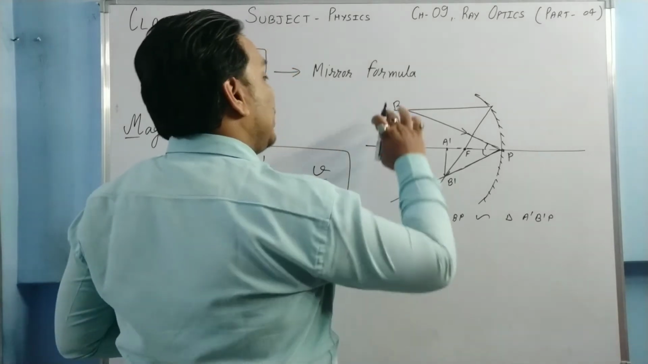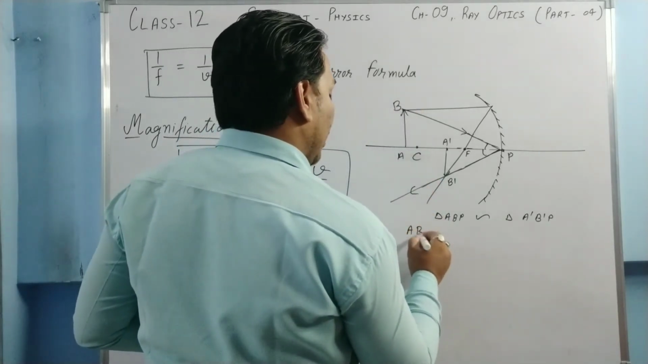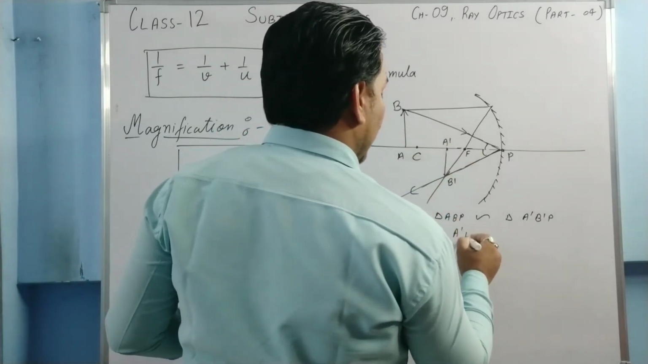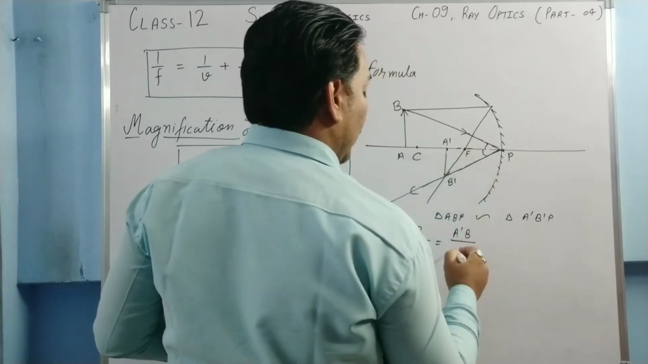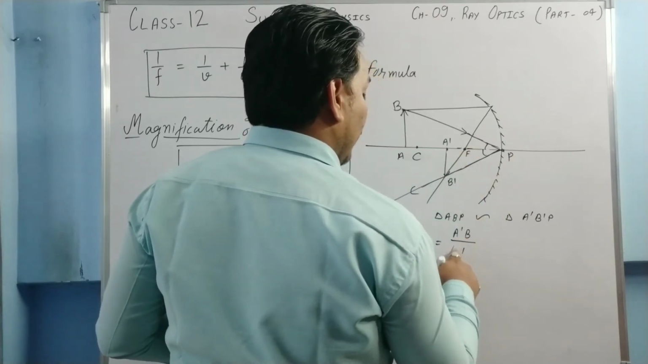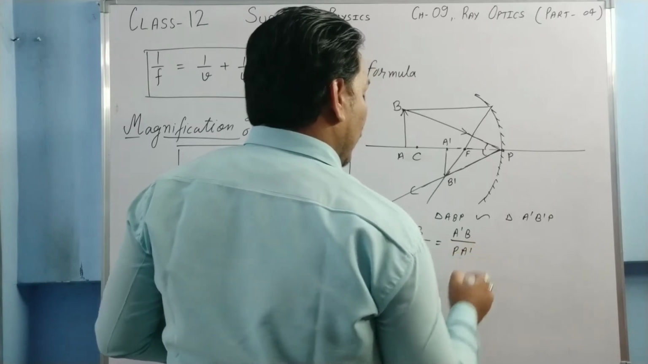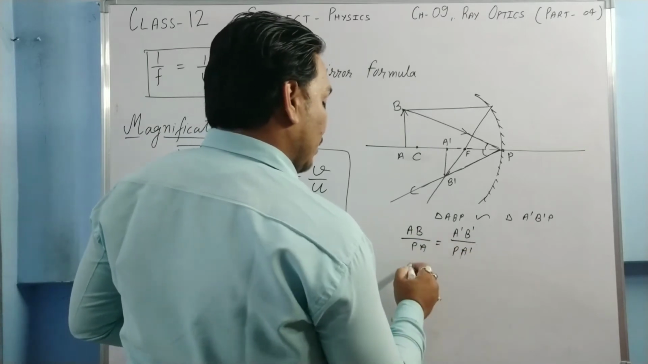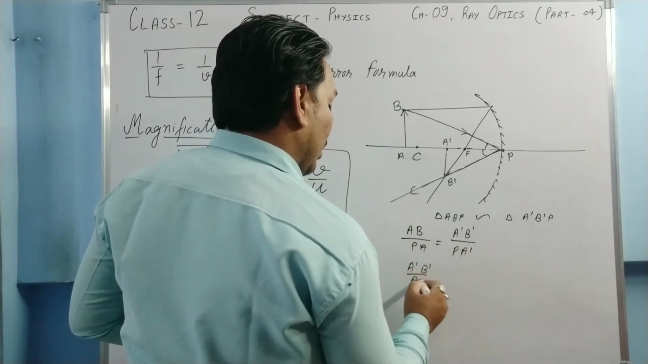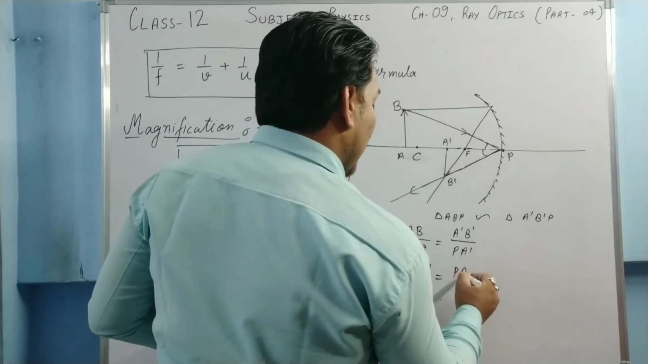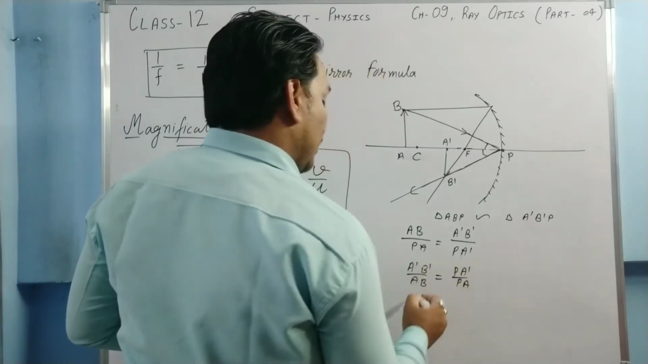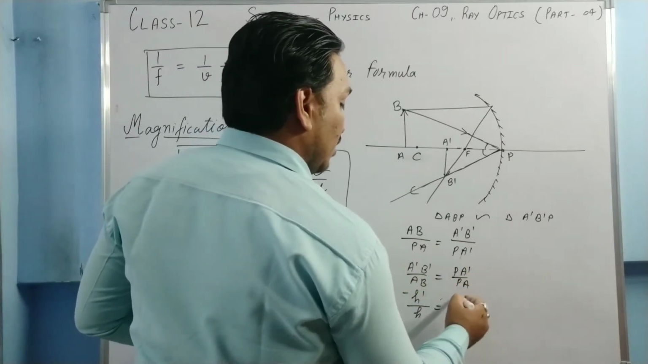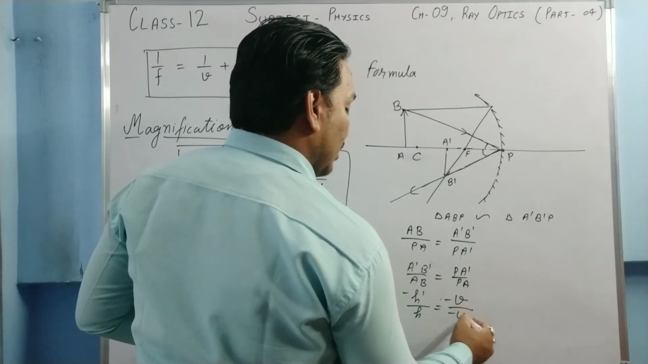So ratio of corresponding sides means perpendicular. Here the perpendicular is AB upon base, it is PA, which is equal to perpendicular A dash B dash, which is upon PA dash. So basically what we have got here, from here, if this A dash AB is transferred to this side, PA transferred to this side, we get A dash B dash upon AB, which is equal to PA dash upon PA. Now A dash B dash is the height of the image, which is inverted, AB is the height of the object. PA dash is the image distance minus V, PA is object distance minus U.